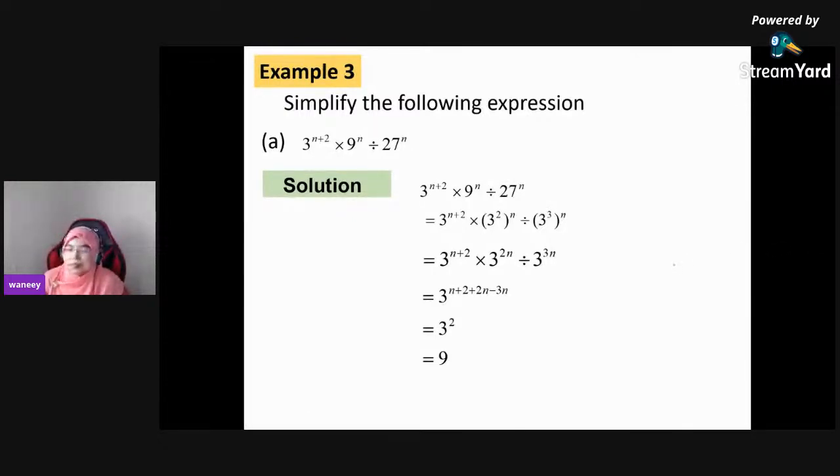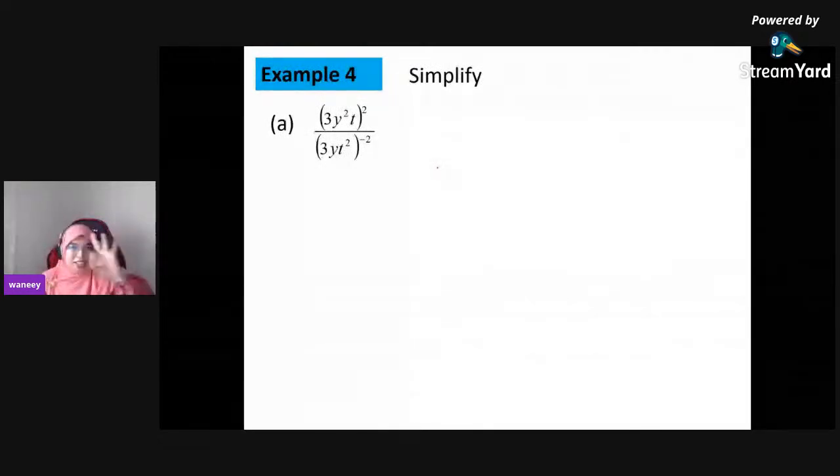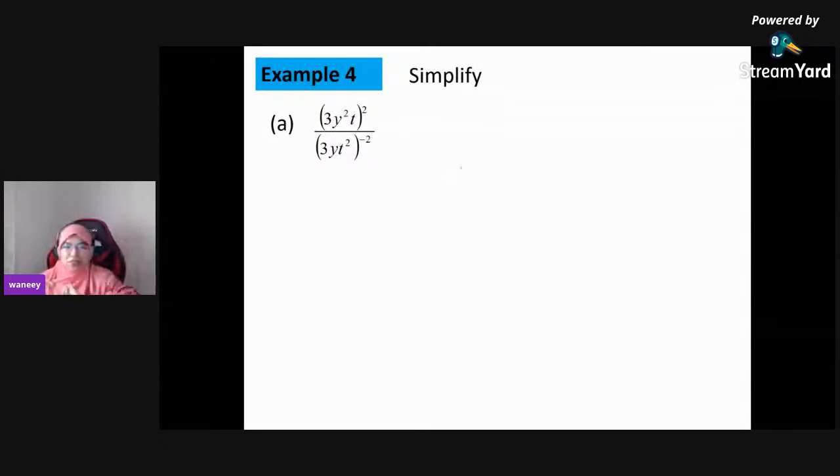So the last one. Okay, so example 4. Simplify. We have 3y squared t, and then square everything, over 3yt squared to the power of negative 2. Okay, so should I give you some time again? I can give you more time to answer. It's boring that I keep doing it myself. So I give you 3 minutes this time. 3 minutes for you to do this question.